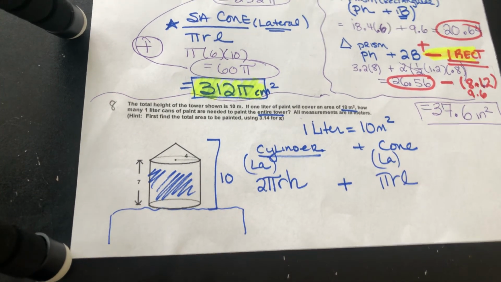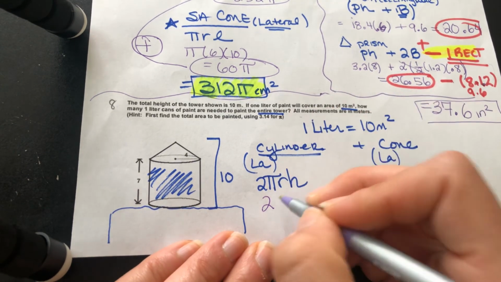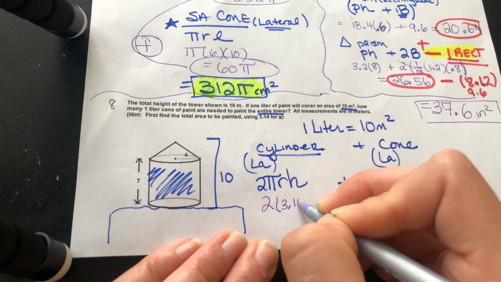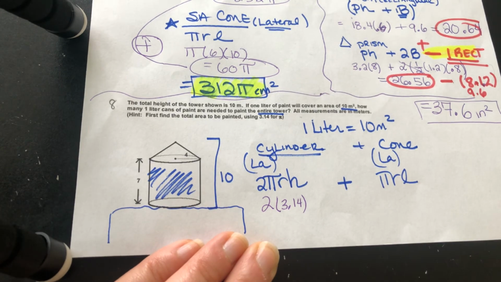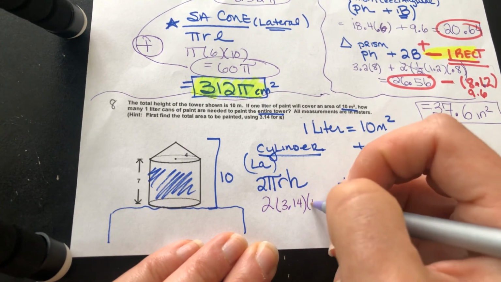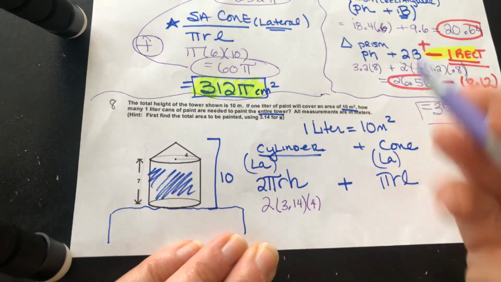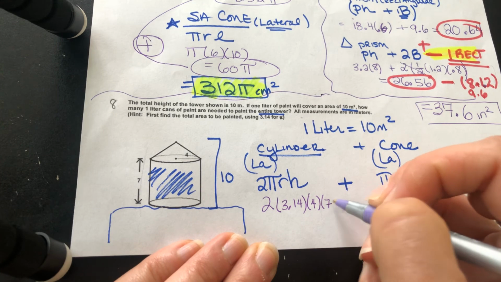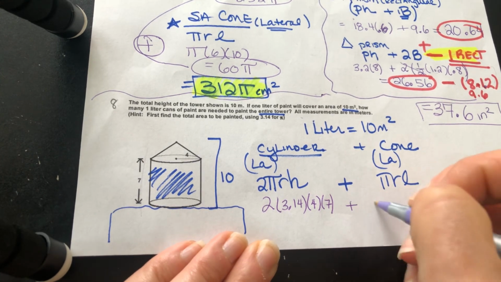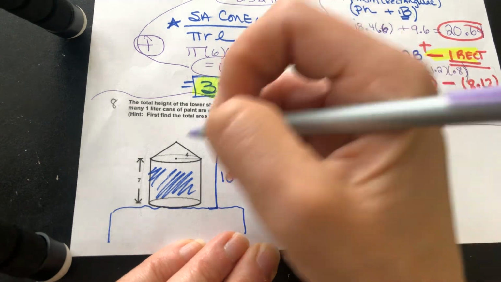All right, then let's take a look at our problem. We substitute our numbers in. So we have 2 times pi. I'm going to substitute the 3.14 in right now for pi because it tells us to, so I don't forget. The radius is 4. The height is 7. Plus, we got our pi. The radius is 4. Slant height.